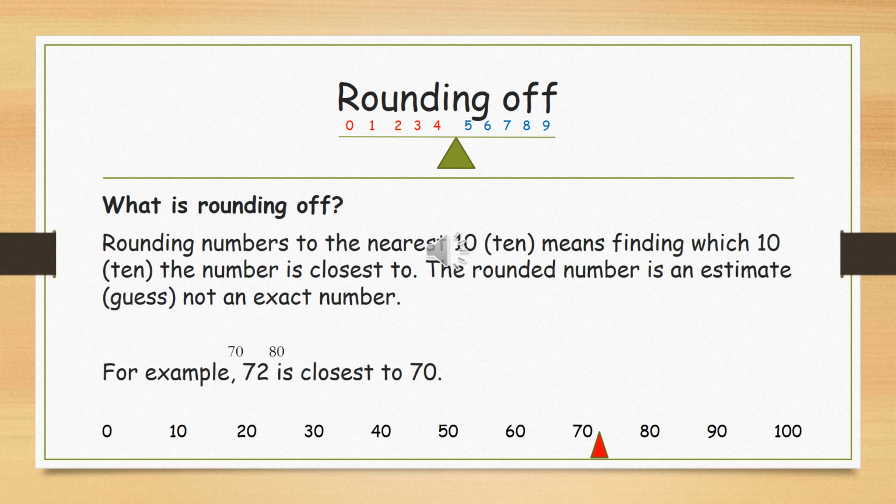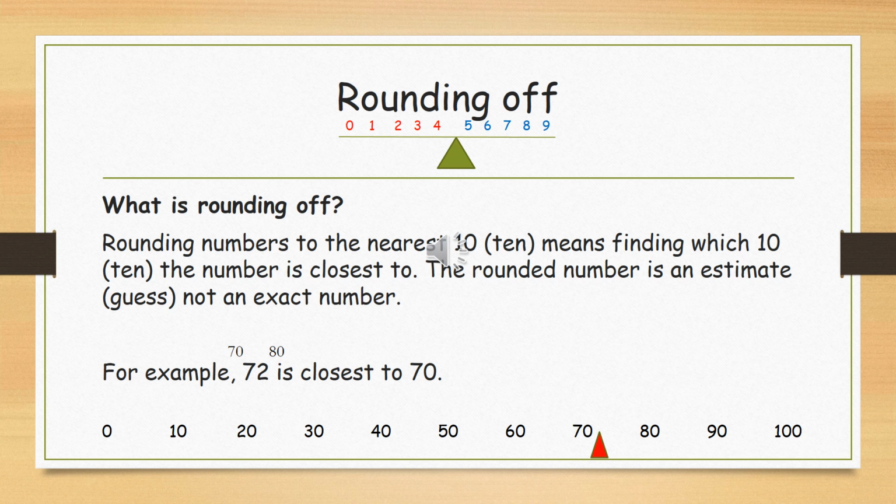What is rounding off? Rounding numbers to the nearest 10 means finding which 10 the number is closest to. So the rounded off number is an estimate, it's a guess, it's not an exact number. So for example, if your number is 72, which two tens does 72 fall between? It falls between 70 and 80. And if you look at it closely, 72 is closer to 70 than to 80.